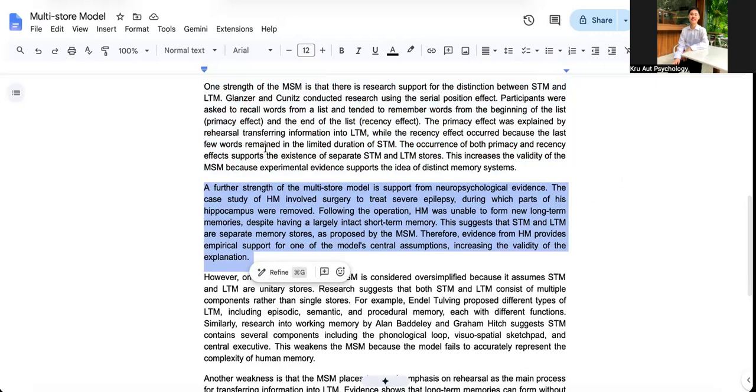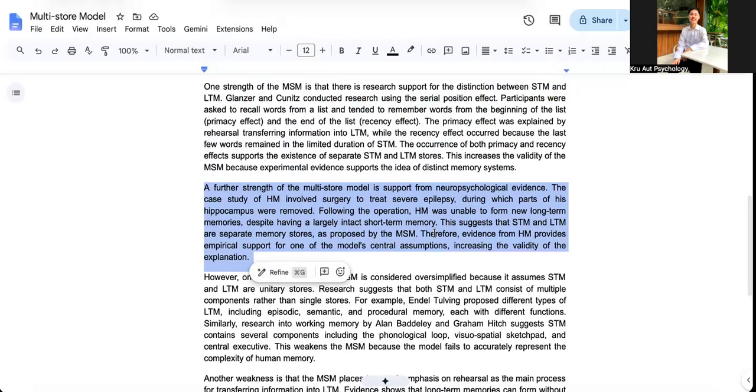We want to be a bit detailed, but in terms of evaluation, not outlining the research, right? We need some bits of the research that sound like AO1, but it's AO3 here. Following the operation, HM was unable to form new long-term memories despite having a largely intact short-term memory. We're saying this to show that short-term and long-term memory are separate memory stores. In the next sentence, it says, this suggests that short-term and long-term memory are separate memory stores. We need this sentence. We need to explain this as proposed by the multi-store model.